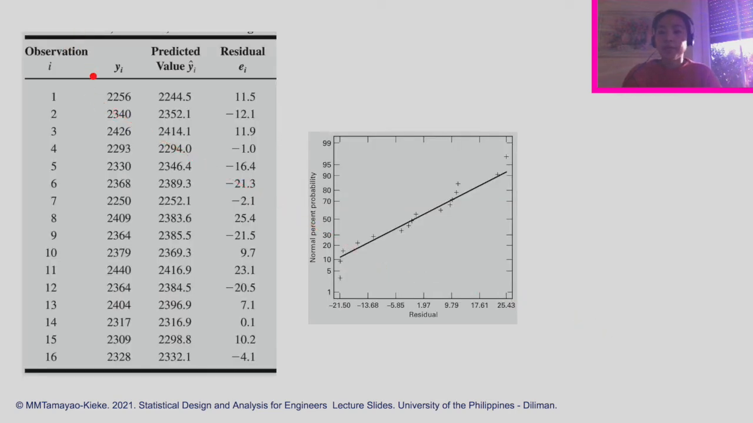Now, of course, we have to do model adequacy checking. Again, we have 16 observations. Using our fitted model, we can derive the predicted value y_i hat, and then we can compute the residual values. e_i is equal to y_i minus y_i hat. Therefore, we would have these 16 residuals, and we could construct a normal percent probability plot for these residual values, and we can see this. So far, it looks satisfactory.